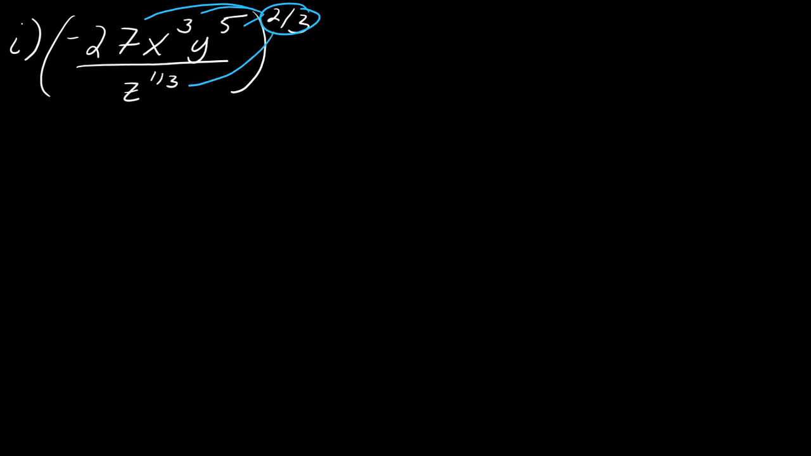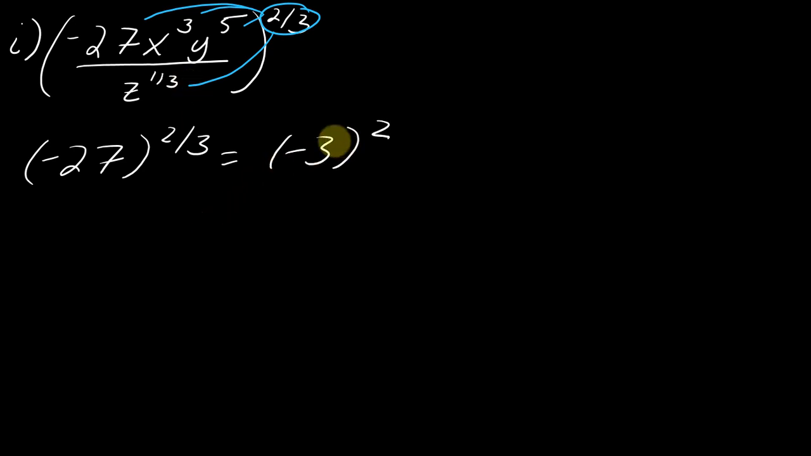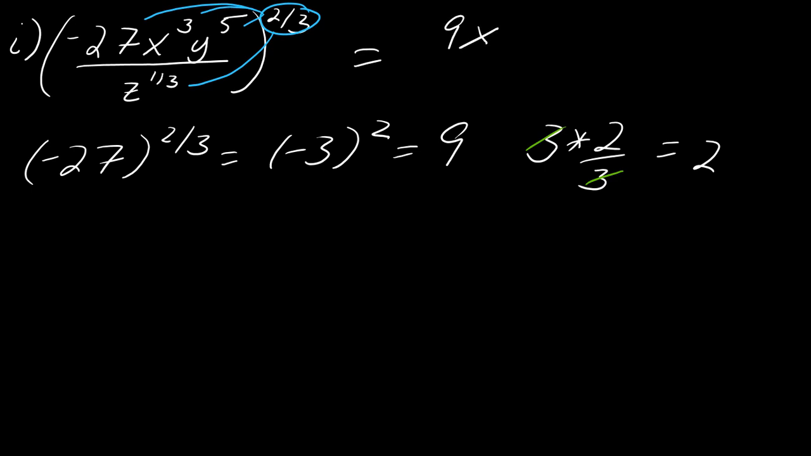Okay, so let's start with negative 27 to the 2/3. First I need to take the cube root of negative 27. That's going to equal negative 3. And since this is in parentheses, this is negative 3 squared. This is negative 3 times negative 3, so this is going to equal positive 9. Next, I can take this x to the 3rd, so I need to take 3 times 2/3. If I take 3 times 2/3, these 3's will cancel out, so I'm just left with 2. Let me write this as I go along. So this is 9x squared.